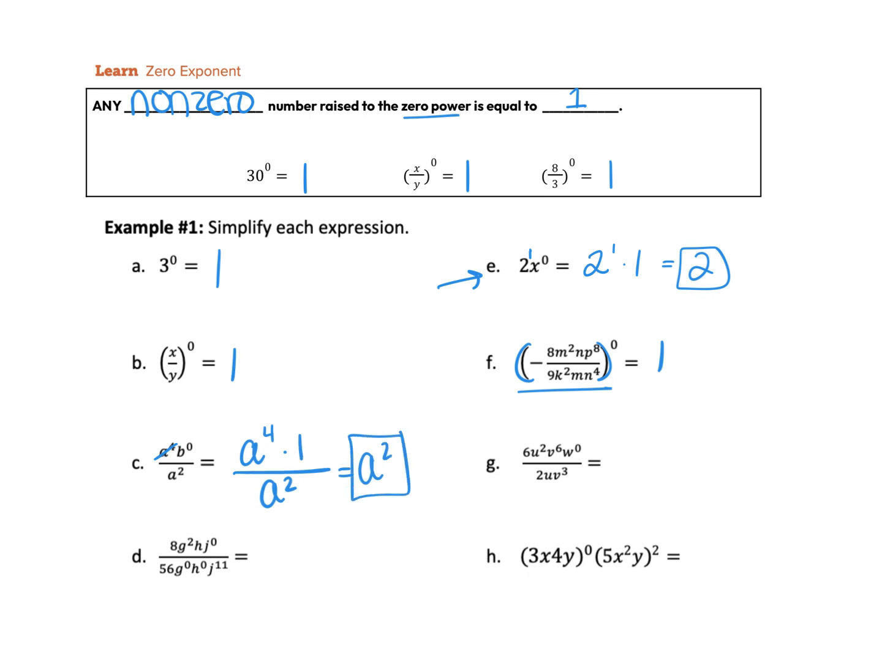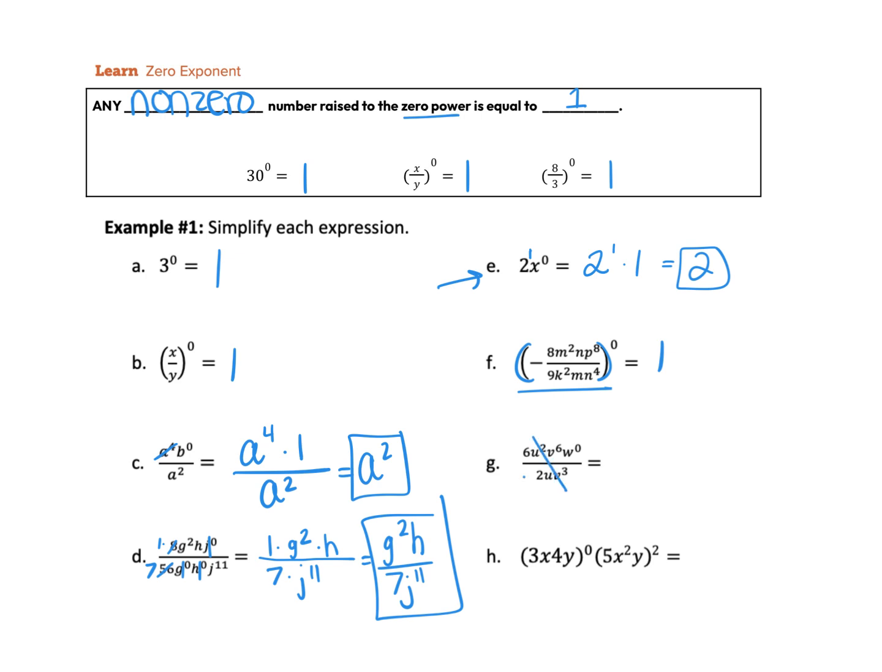If we look at letter D, we want to make sure that we are simplifying this fraction, dividing out any common factors before we go too far on here. So I'm going to take 8 and 56 and divide each of those by 8. All right, and then I'm just going to set up a fraction here and work my way across. So I have 1 times g squared times h. Now j to the 0 is just equal to 1, so I'm going to leave that off. On the bottom, I have 7 times g to the 0, that's 1, and h to the 0, that's 1. And I have j to the 11th. I'm going to clean this up just a little bit. I don't need that 1 in front, so I'm going to have g squared h on top and 7j to the 11th on bottom.